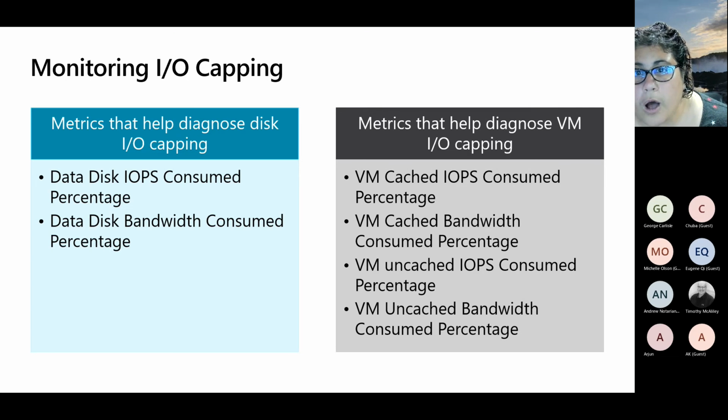So you can see whether you're being capped at the disk level. And then at the VM level, you have VM cached IOPS and VM cached bandwidth, and then you have VM uncached IOPS and uncached bandwidth. So this is your remote storage limit. The uncached is your remote storage limit, and this is your cache limit for IO that's going through the cache. So these are metrics that you can look at to see whether you have capping issues.